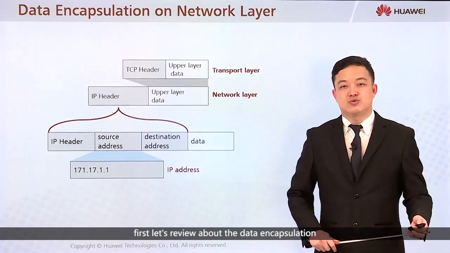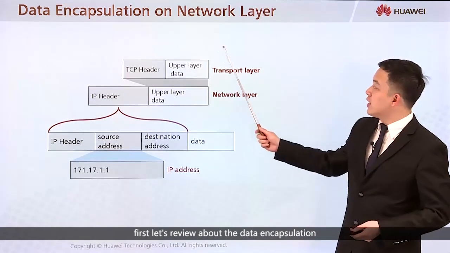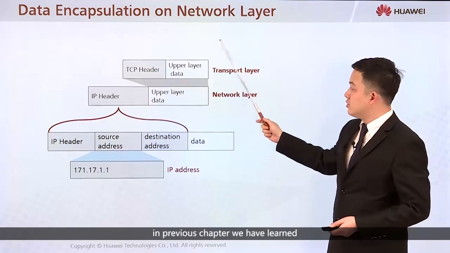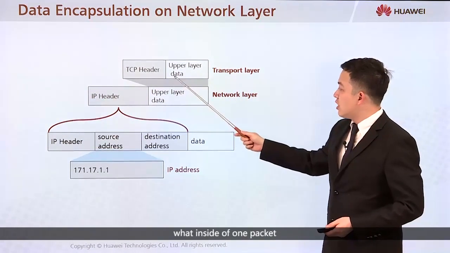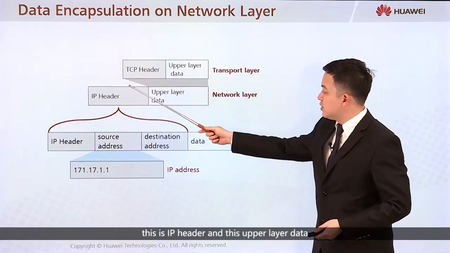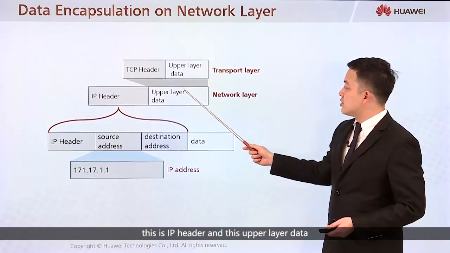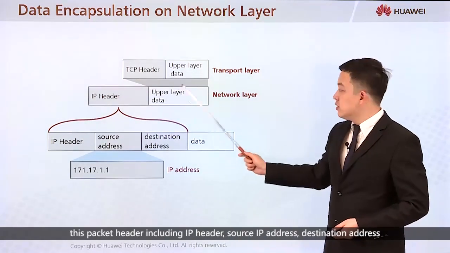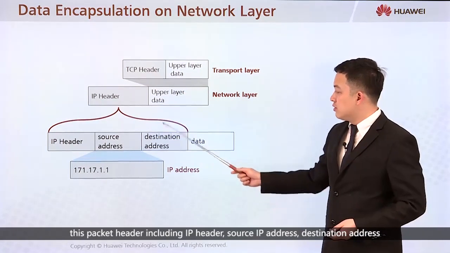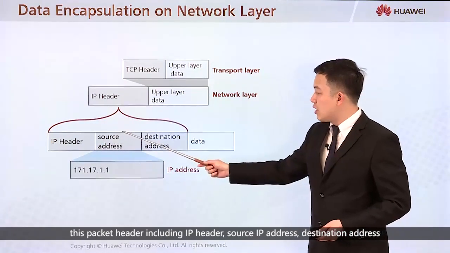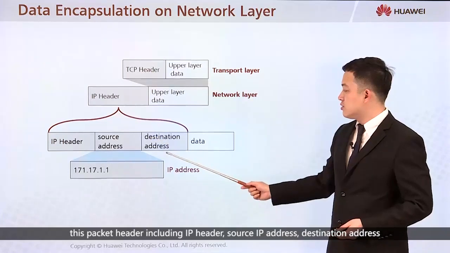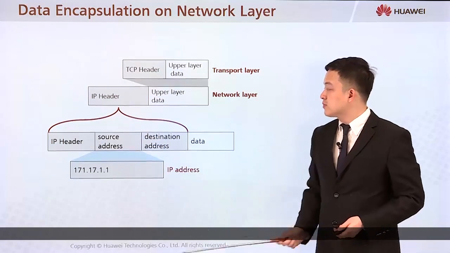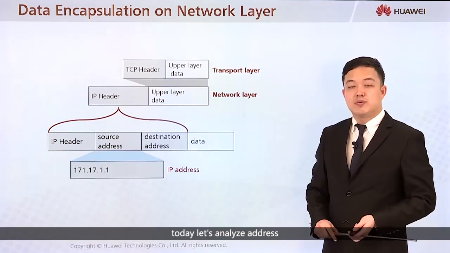First, let's review the data encapsulation. In the previous chapter, we learned what is inside one packet. This is the IP header, and this is the upper layer data. This is what we call a packet. The packet header includes the IP header, source IP address, and destination address. In this example, it has this address. So today let's analyze the address.